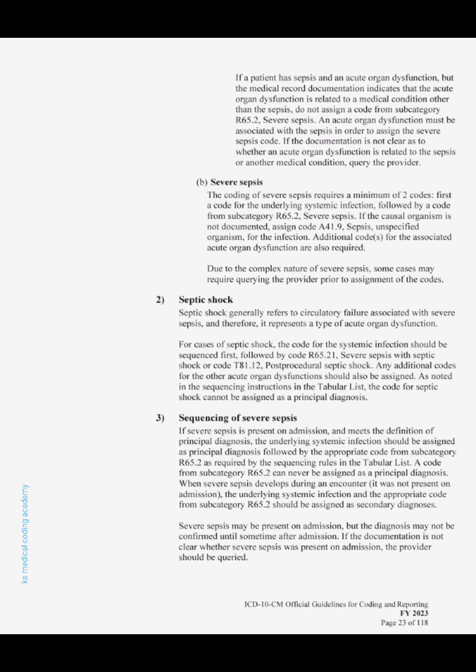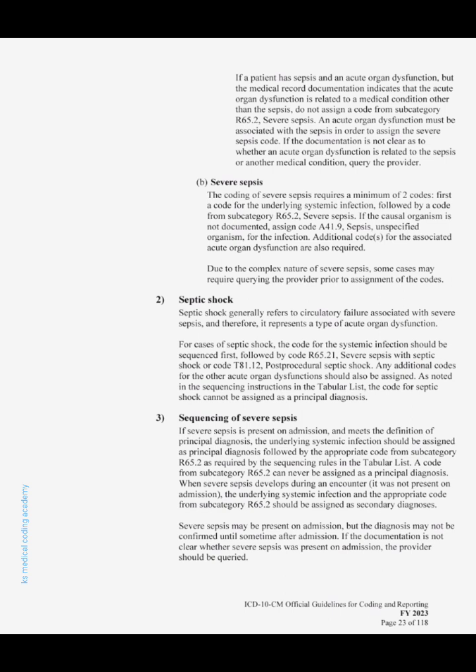3. Sequencing of severe sepsis. If severe sepsis is present on admission, and meets the definition of principal diagnosis, the underlying systemic infection should be assigned as principal diagnosis followed by the appropriate code from subcategory R65.2 as required by the sequencing rules in the tabular list. A code from subcategory R65.2 can never be assigned as a principal diagnosis.